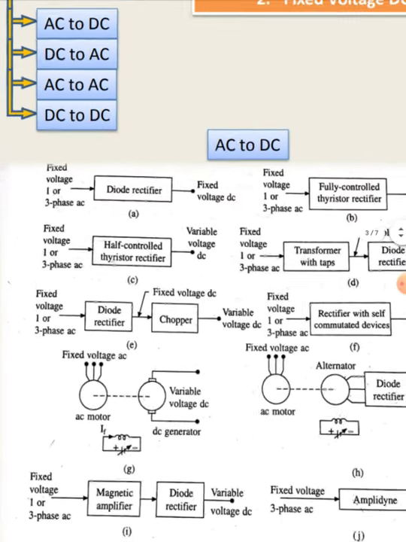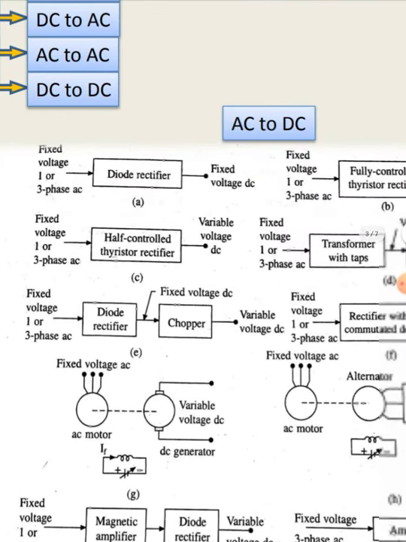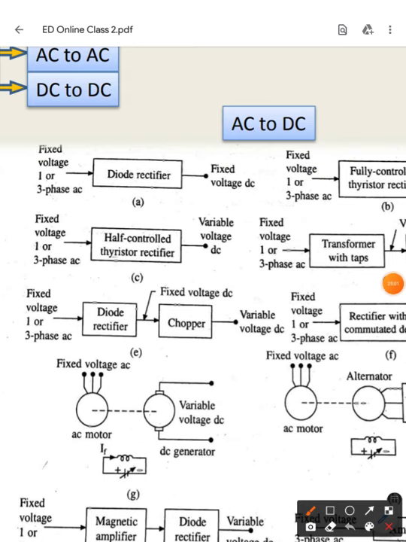Third one is the half controlled thyristor rectifier. We have also studied this. By using this half controlled thyristor rectifier, you can change the values of your fixed AC voltage, it may be single phase or three phase, into variable voltage of DC.